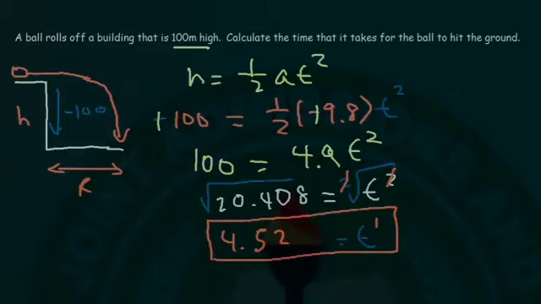So that's how long it's going to take for the ball to hit the ground. It's going to take 4.52 seconds for it to reach the ground. And that's all you got to do.